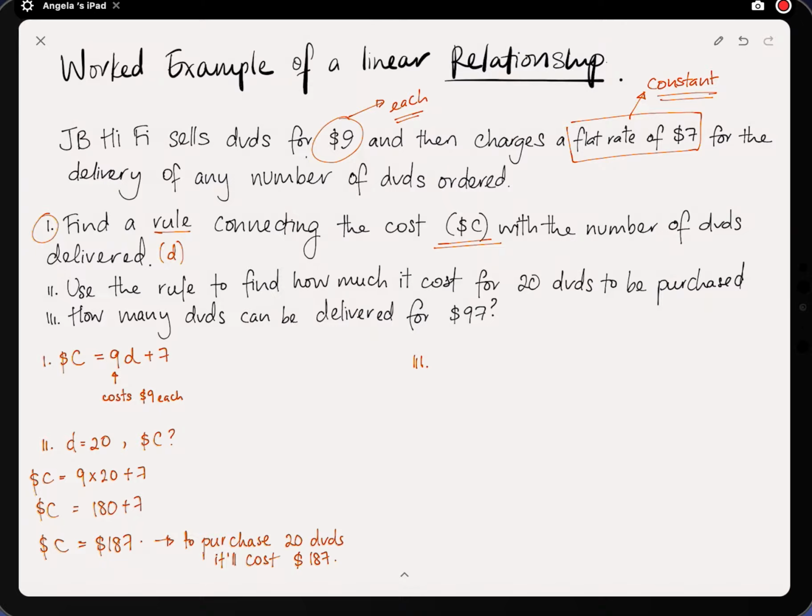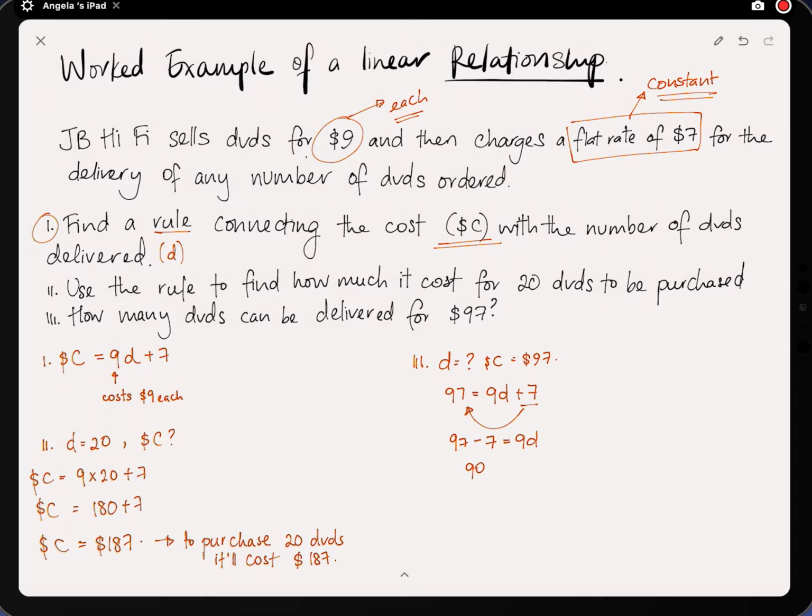Then part 3 asks us how many DVDs can be delivered for $97. So again, looking back at the rule that we wrote for part 1, we said that the cost is equal to 9 times the number of DVDs ordered plus 7. So what we're trying to find this time is, what does D equal when C is equal to $97? Substituting that into the equation, I'm going to do 97 equals 9D plus 7. Now remember, I'm solving for D, which means I need to rearrange the equation. The first thing I'm going to do is take this 7 to the other side, to the left-hand side, becoming 97 minus 7 equals 9D.